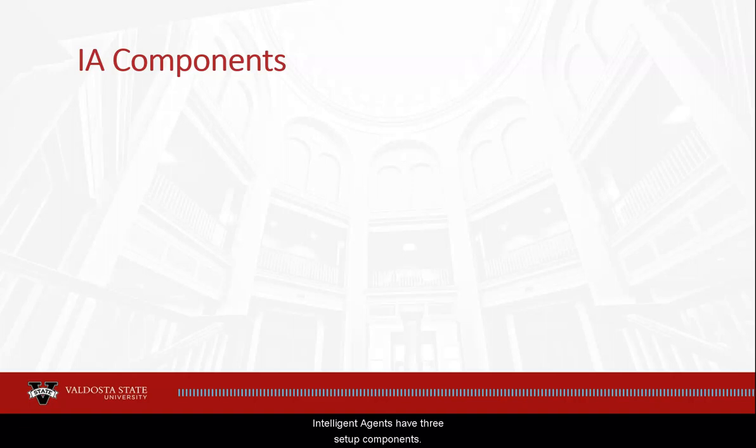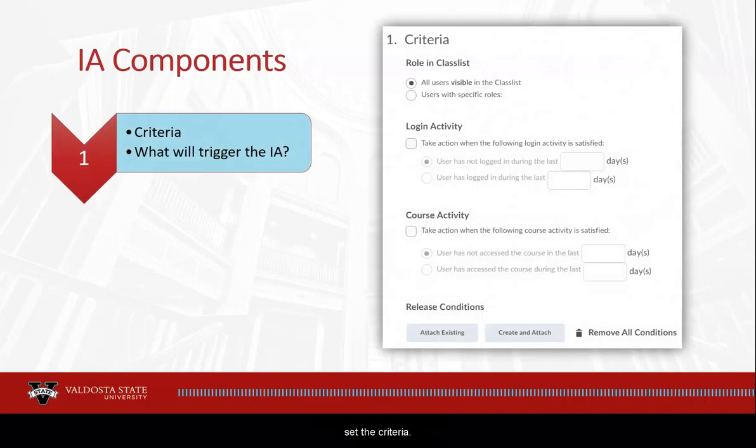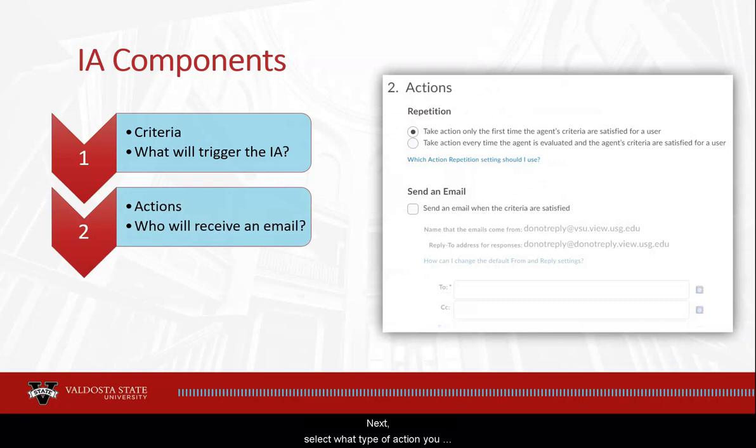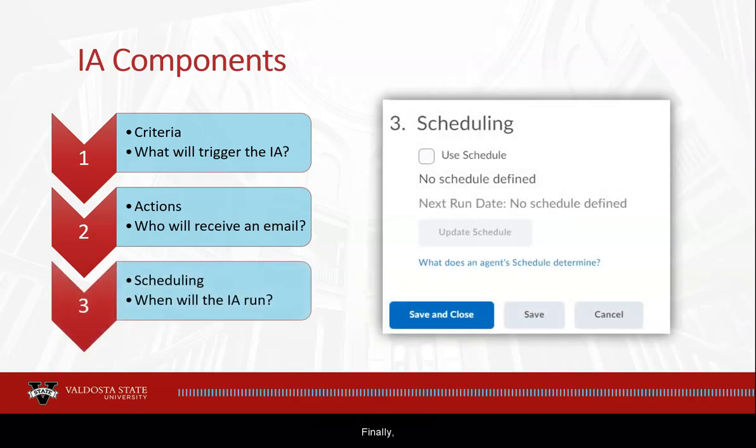Intelligent agents have three setup components. After giving the agent a name and optional description, set the criteria. The criteria is the trigger that will tell the agent to act. Next, select what type of action you want the agent to take. Who will receive an email, and what will that email text state? Finally, set the schedule on which the agent will run. You can select the frequency, repetition, and date span for an agent to evaluate the criteria and take action. If you do not define a schedule, you must manually run the agent.